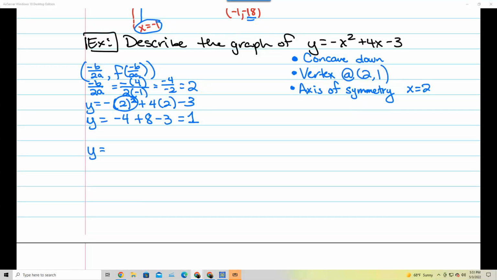Y is equal to negative 0 squared. Let me put that in parentheses. Negative 0 squared plus 4 times 0 minus 3. This goes away because it's 0. This goes away because it's 0. That means y is negative 3. When I plugged in 0, I got negative 3. That means my y-intercept is at 0, negative 3. That's where it touches the y-axis.